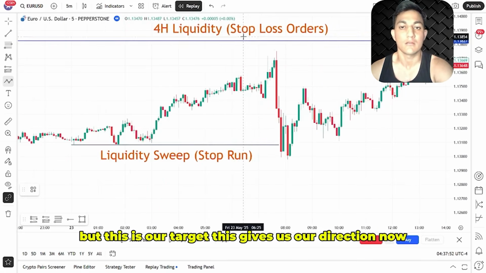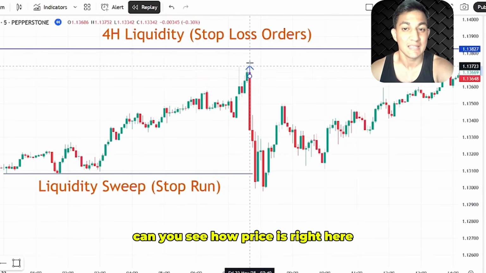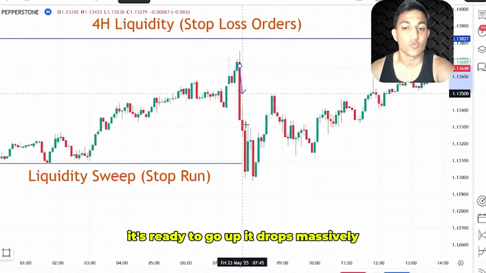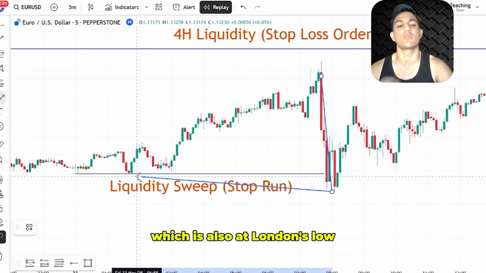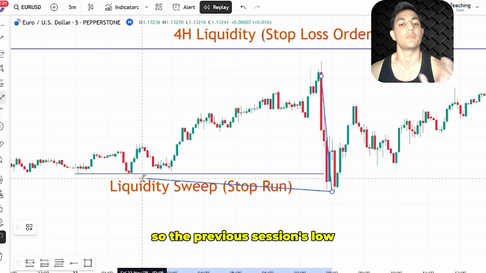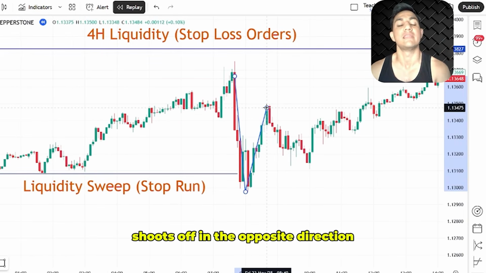But this is our target. This gives us our direction. Now, can you see how price is right here? It's ready to go up. It drops massively. It takes out stop loss orders here, here, and here, which is also London's low, so the previous session's low. And then it quickly and aggressively shoots off in the opposite direction.